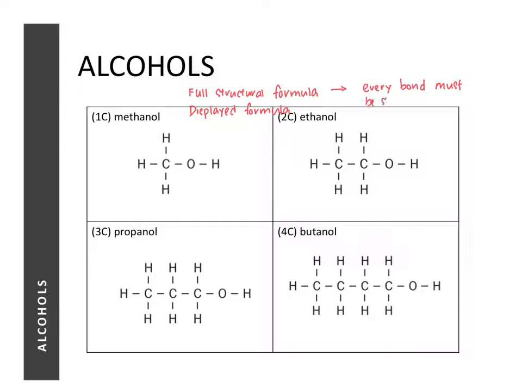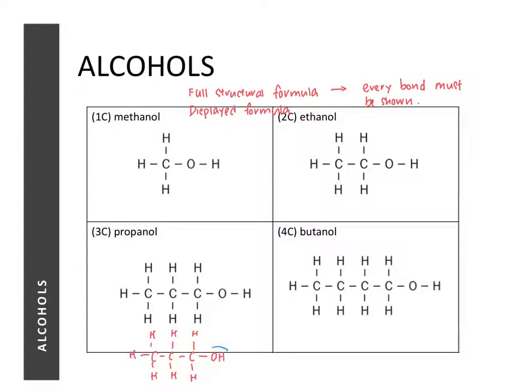Now the most common mistake that students will make, especially in drawing alcohols or carboxylic acids later, is that, for example, in drawing propanol, many students will remember propanol has three carbon atoms. They fill up everything with hydrogens, and then they add in the functional group of OH. So this is where students tend to make mistakes.